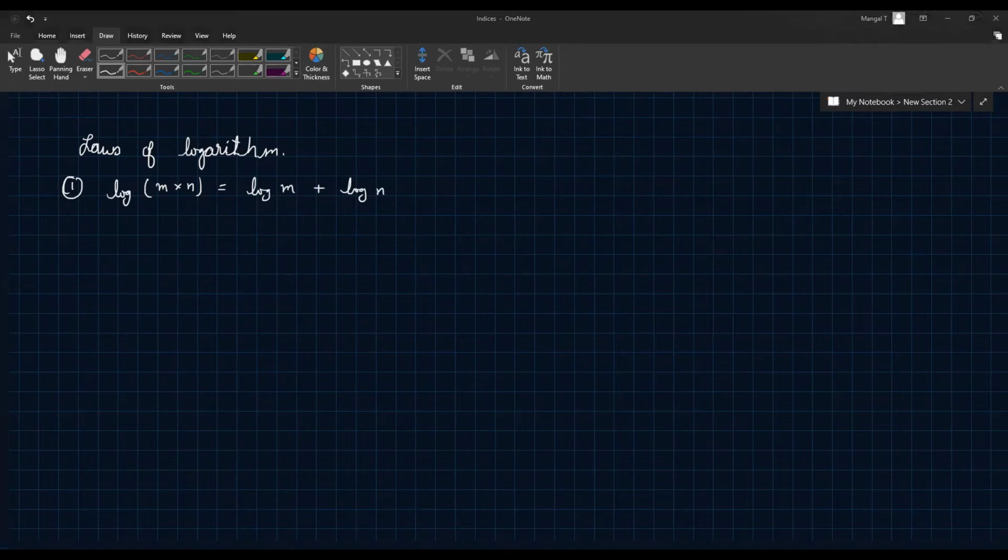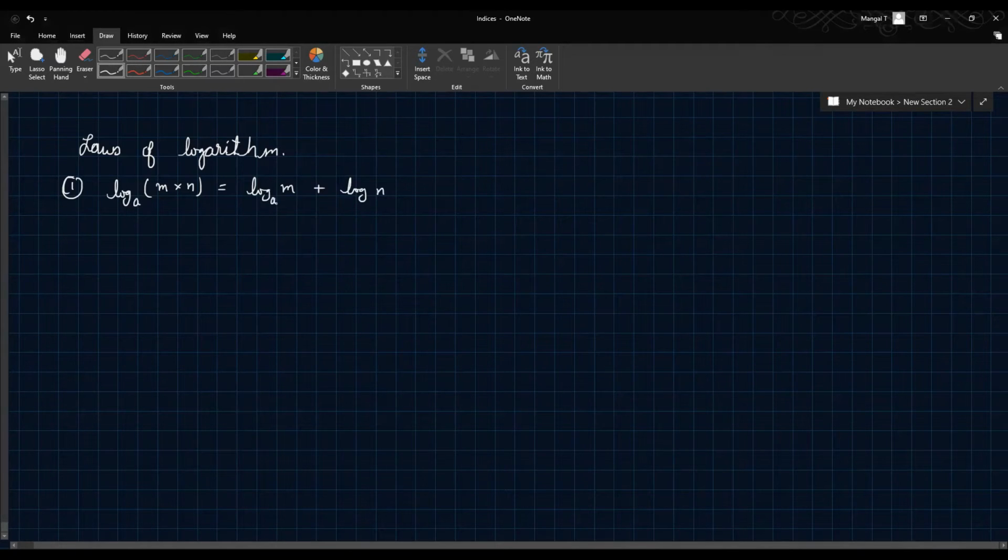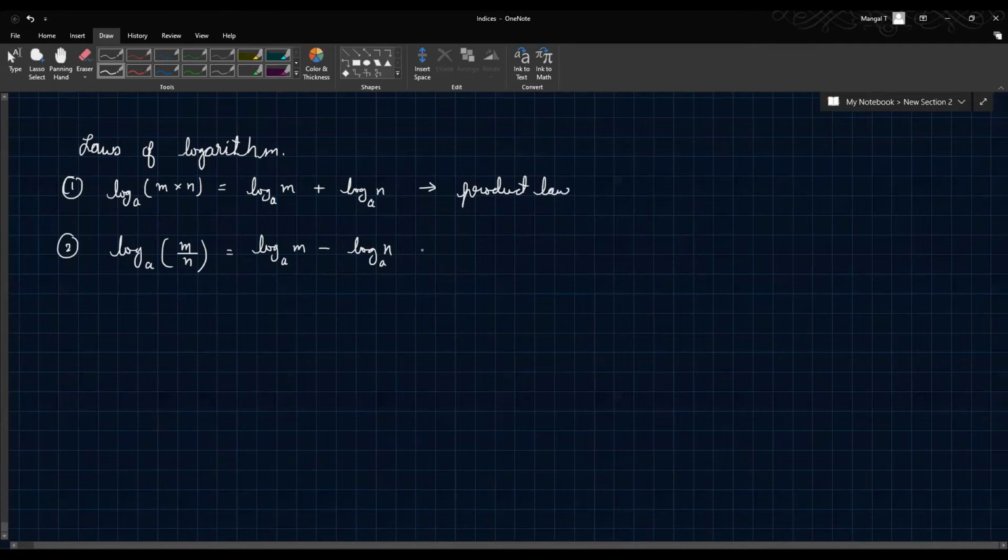Now over here, the base can be anything. Say the base is a. For m upon n, this will be log m minus log n. Product law. This is the quotient law. The third one is called the power law. Log of m raised to n to the base a is n times log m.